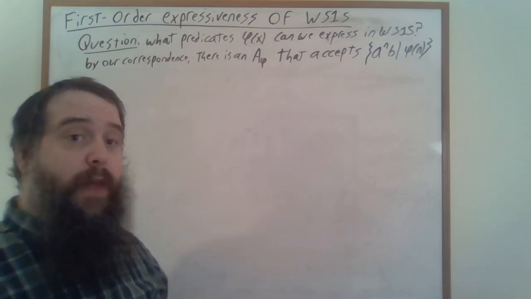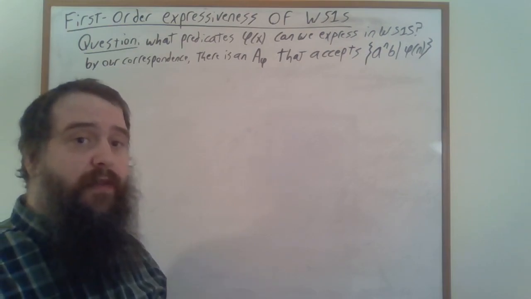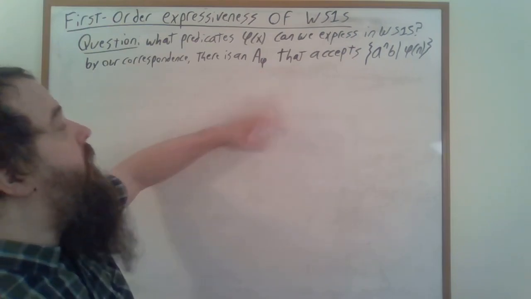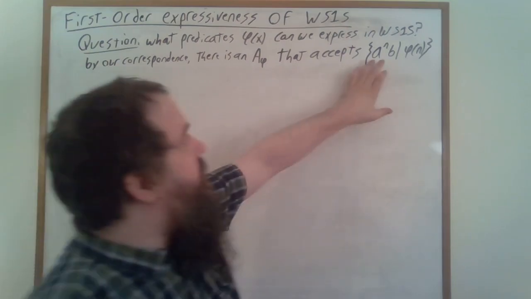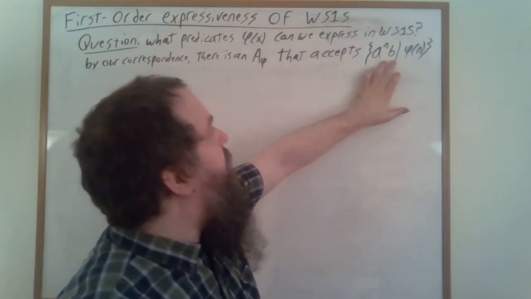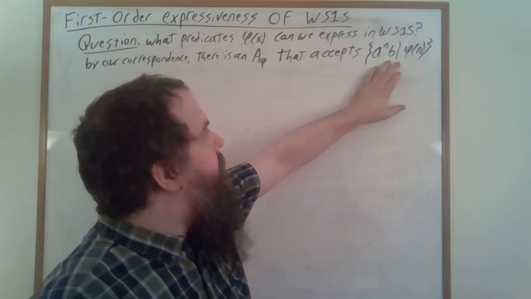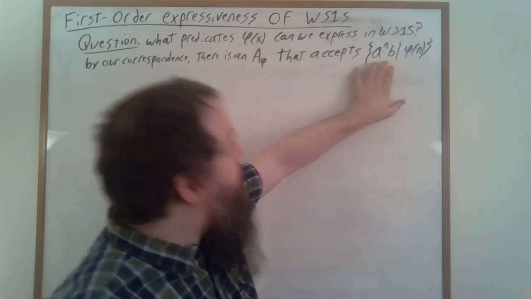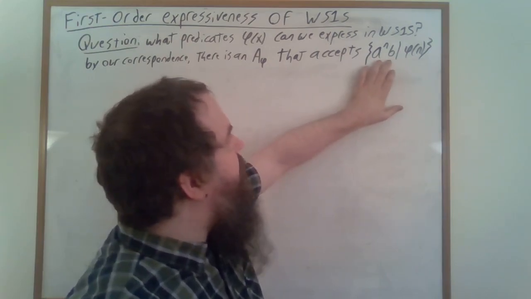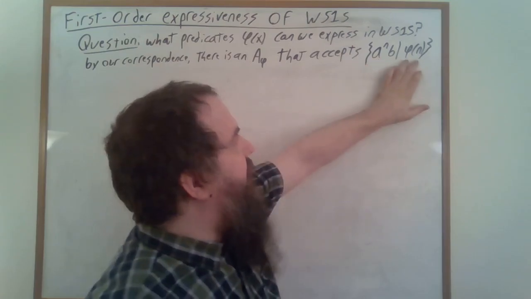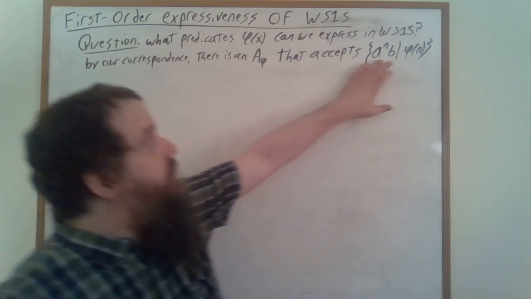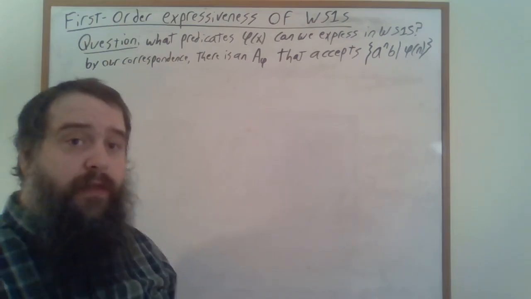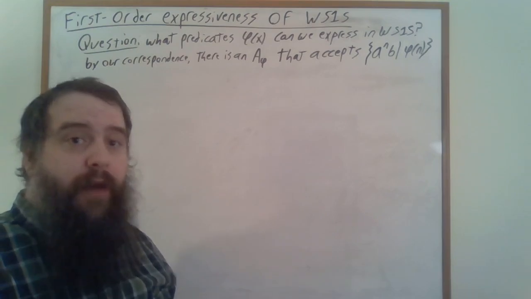As I showed in the weak S1S video, we can translate our formula phi into a corresponding automaton, A sub phi, that accepts exactly words of the form a to the n b, where n satisfies phi. So a to the n b is how we represent the number n as a word, and it's exactly the representations of the numbers that satisfy phi. So we're able to conclude that this here is some sort of regular language. The question is, what sorts of regular languages are there that are of this form?